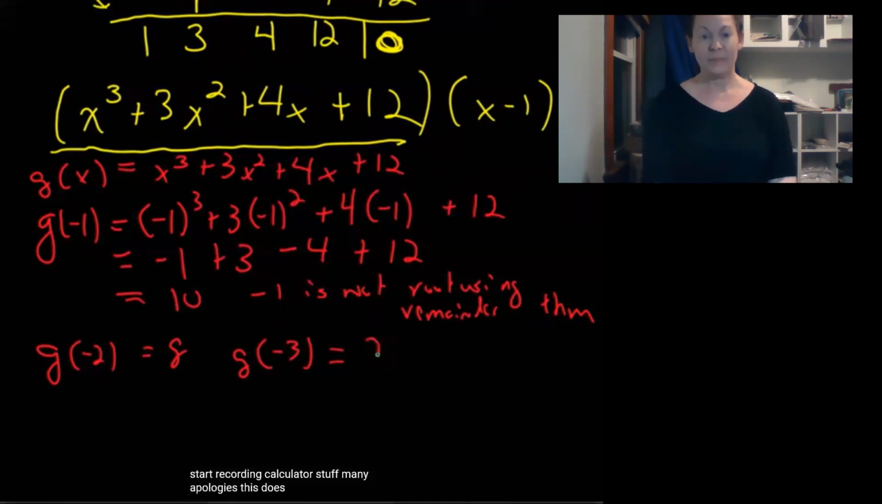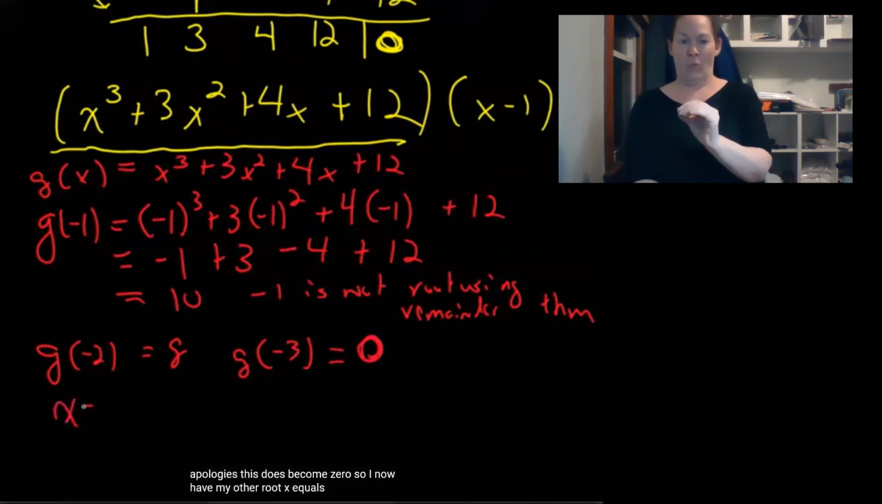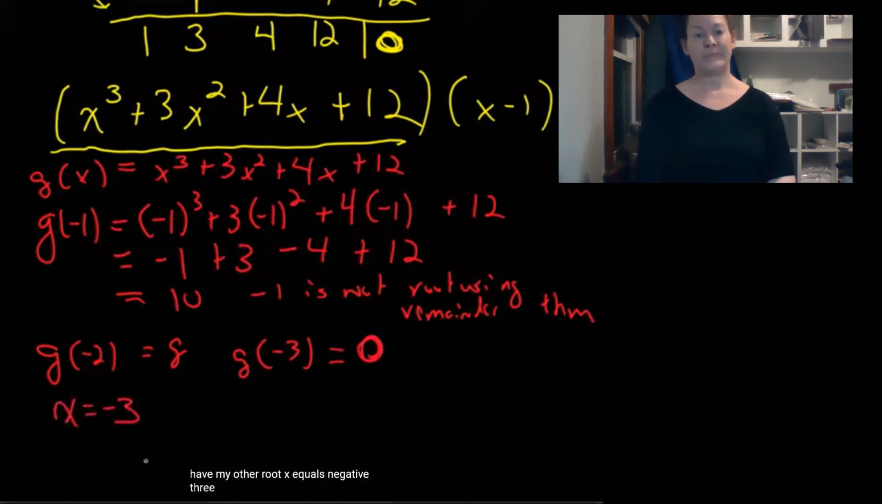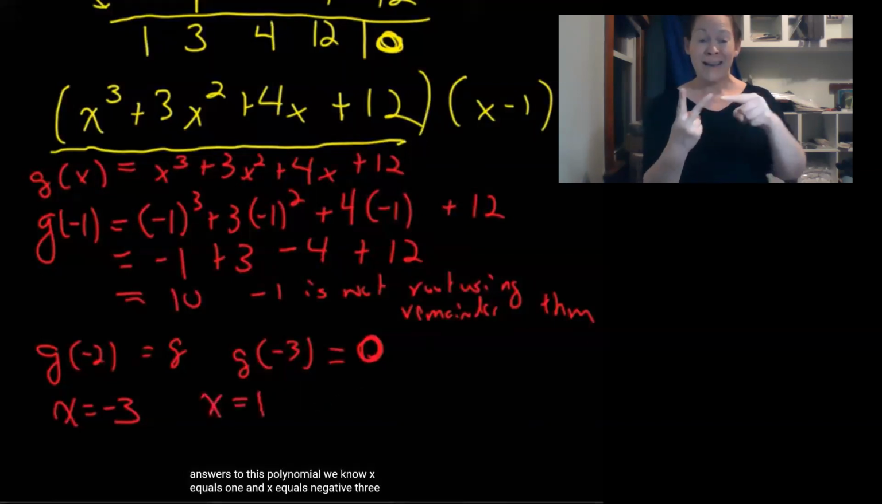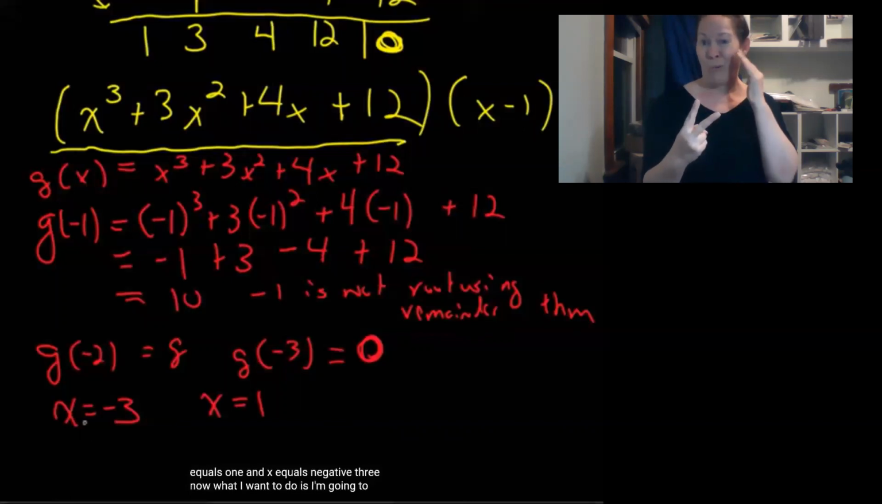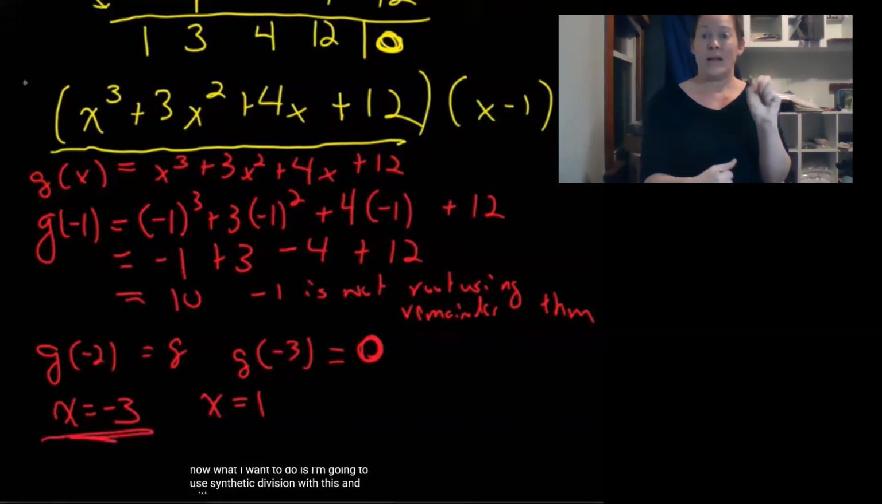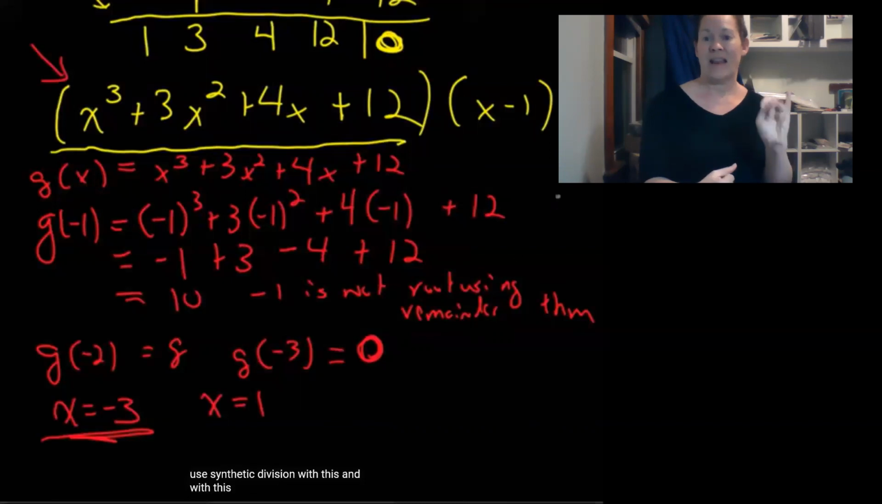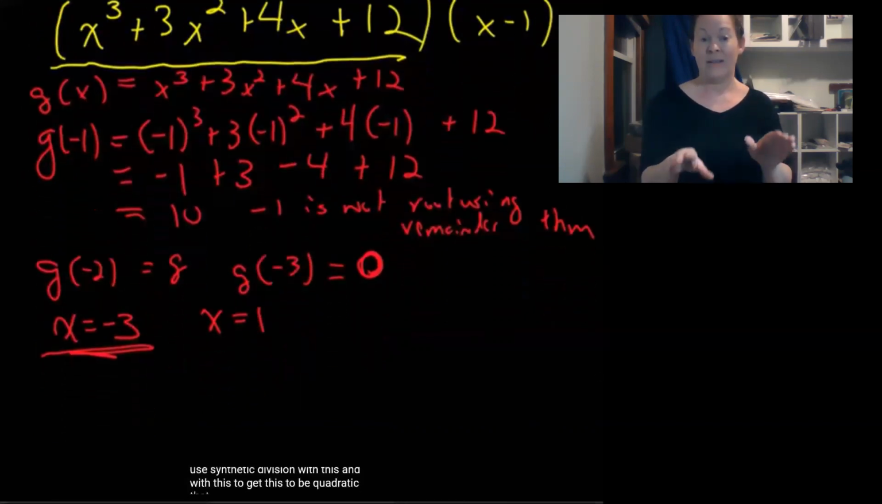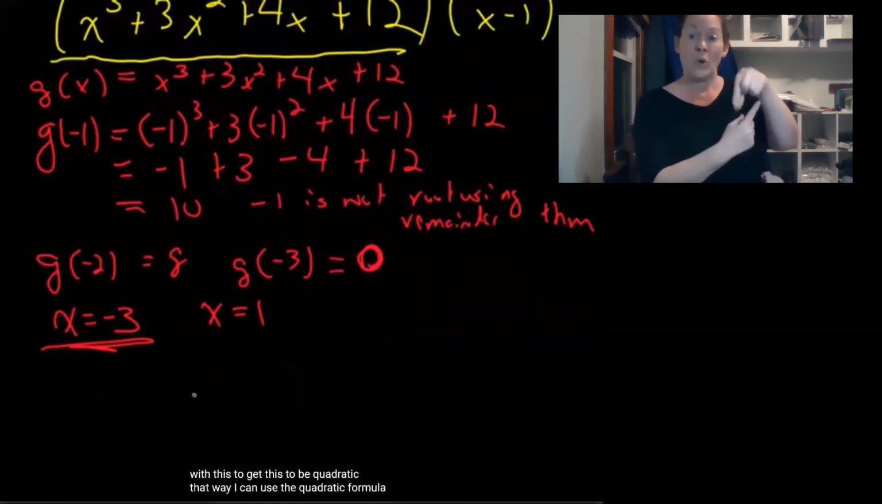Many apologies. This does become 0. So I now have my other root, x equals -3. So we now have 2 of the answers. In 2 steps, we've gotten 2 of the answers to this polynomial. We know x equals 1 and x equals -3. Now what I want to do is use synthetic division with this and with this to get this to be quadratic. That way I can use the quadratic formula.